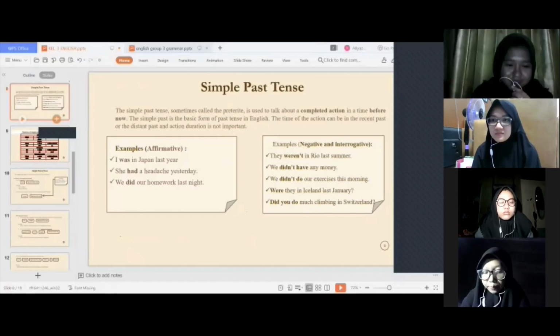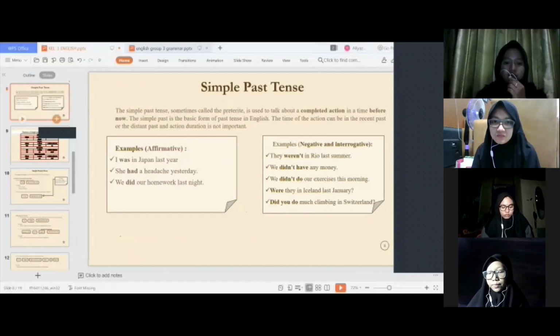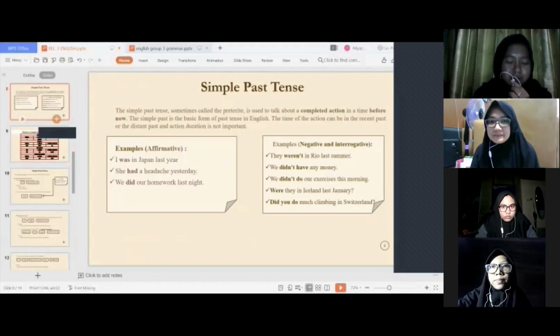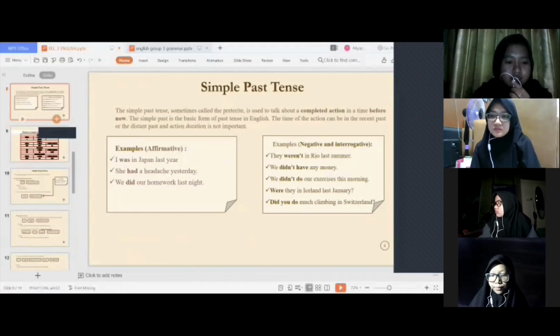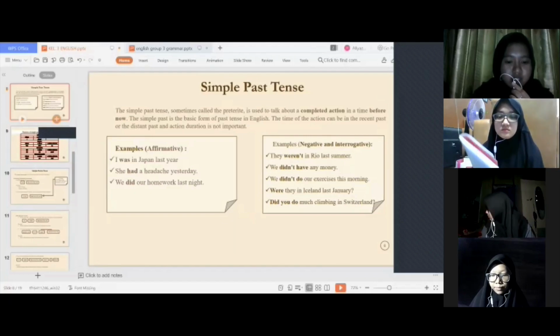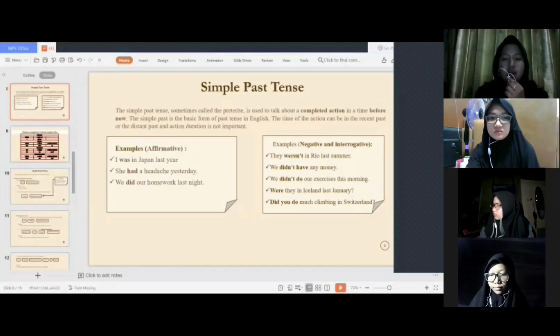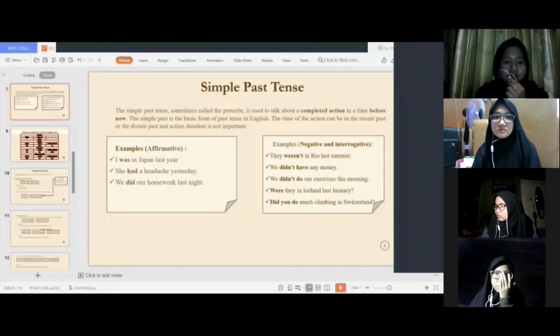Okay, simple past tense. The simple past tense, sometimes called the preterite, is used to talk about a complete action in a time before now. The simple past is the basic form of past tense in English. The time of the action can be in the recent past or the distant past, and action duration is not important. Example affirmative: I was in Japan last year.